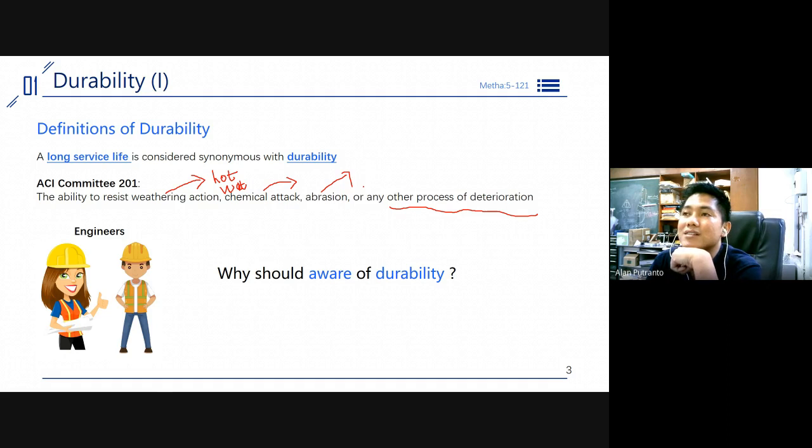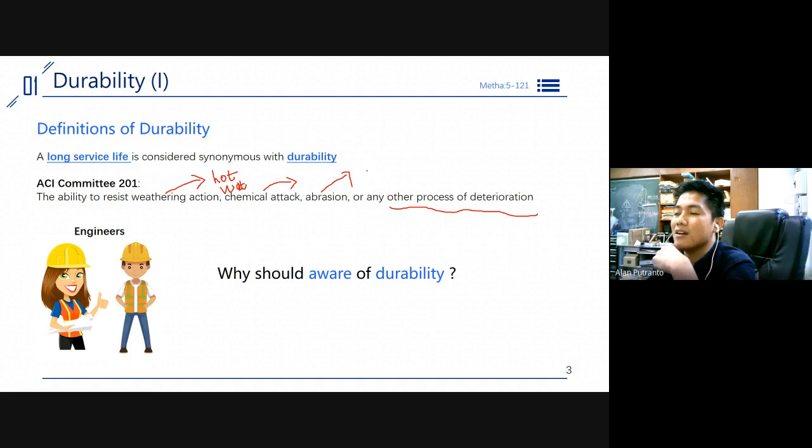Abrasion is about friction between two solid materials, so this is friction from the concrete surface with another solid surface. The other one is other deterioration processes like erosion, which is specifically caused by liquids or solutions. Okay, Gary.